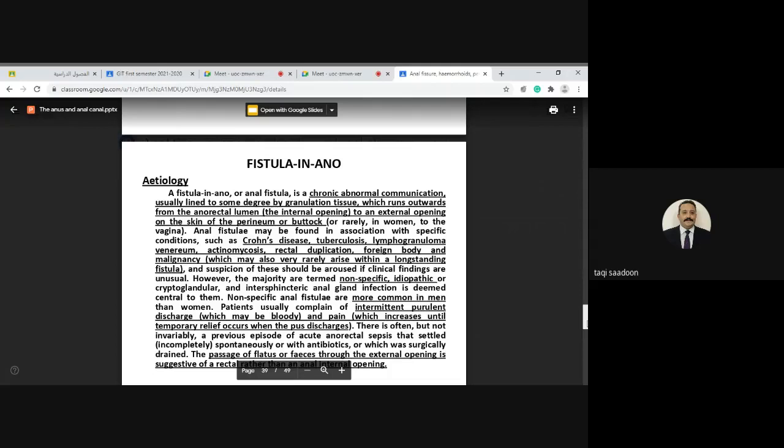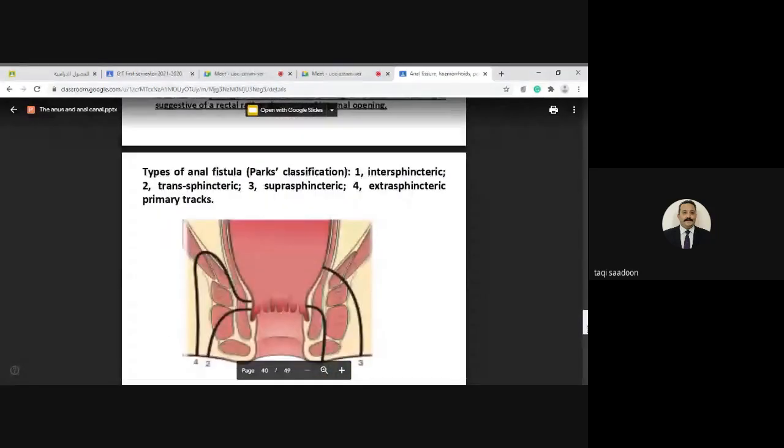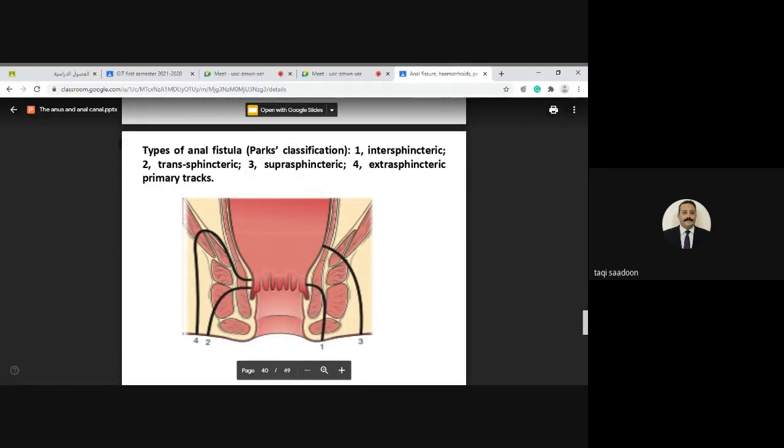Patient may present with intermittent purulent discharge, discharge of pus, and this pus increases until temporary relief occurs with the pus discharge. Okay. Here is the classification, the types of anal fistula according to Parks classification. We have intersphincteric, number 1.